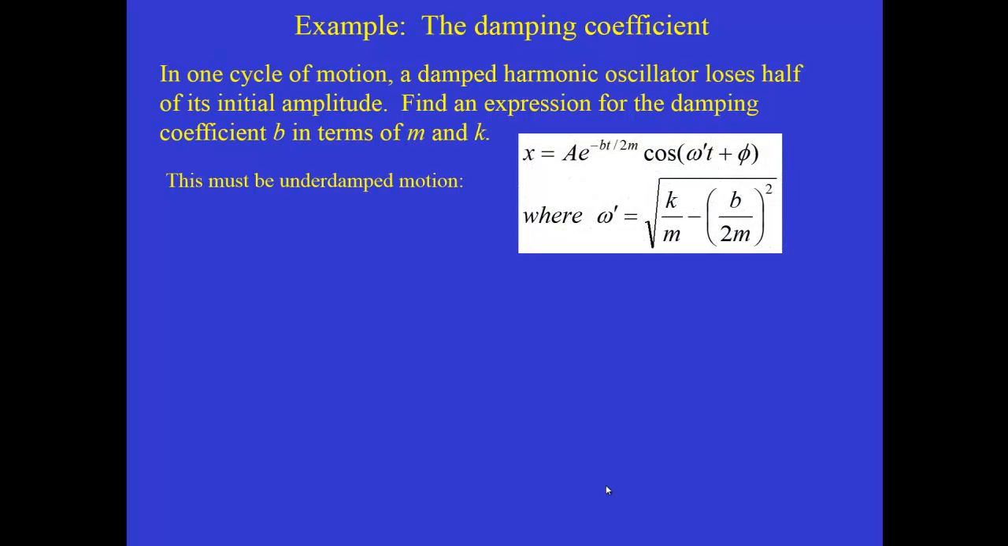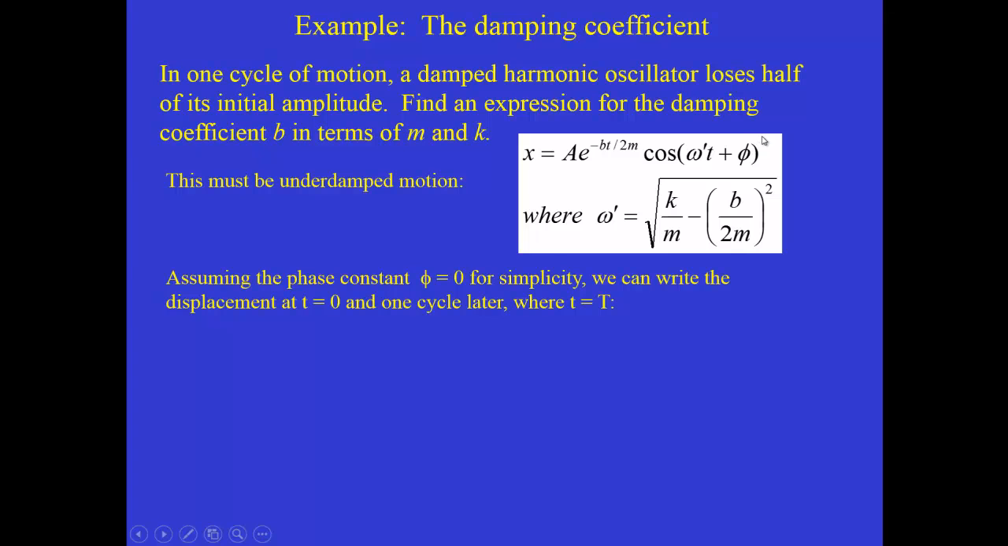so we can use the underdamped solution, and we can plug in the x value for t equals 0, and then the x value for t equals 1 period, which is the time it takes for one cycle of motion. So to keep it simple, let's just assume that we have a situation where the phase constant is 0, since the problem didn't tell us anything about that. So it's just a pure cosine function. And at t equals 0, if we plug in t equals 0 in both those terms, the displacement just gives us A.